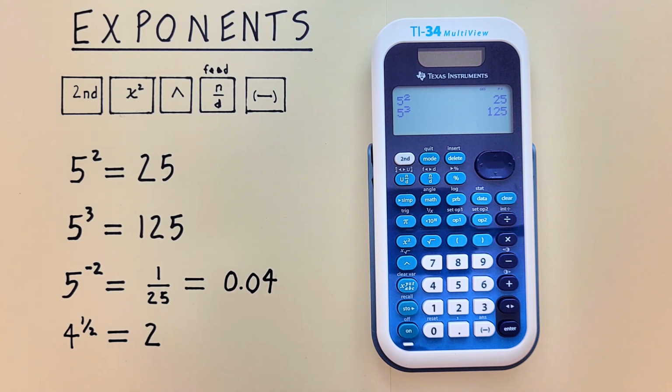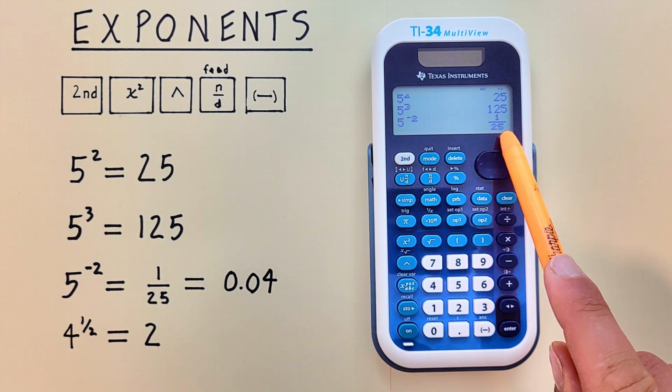What about if we want to find a negative exponent, like say 5 to the power of negative 2? Well, again, first we put the 5 on there, and then the up arrow or caret key to give us the exponent box. And then for a negative exponent, we want to use the negative key down here, not the subtraction key, the negative key. There we go, negative 2, and hit enter. And we see this gives us a fraction of 1 over 25.